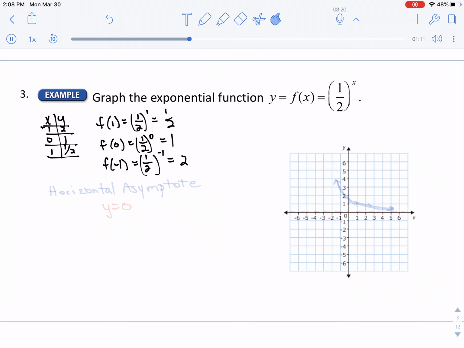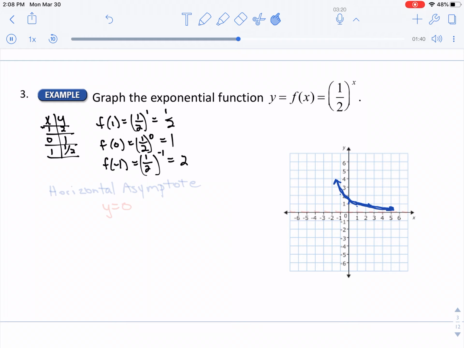Now we plot those points. So we're going to plot -1, +2. You do that in a different color pen. So -1, +2 is here, and 0, 1 is here, and 1, 1/2 is here. So this curve looks like this. And there's that exponential curve.